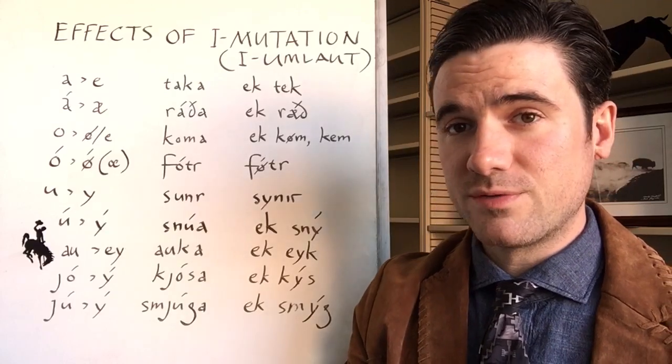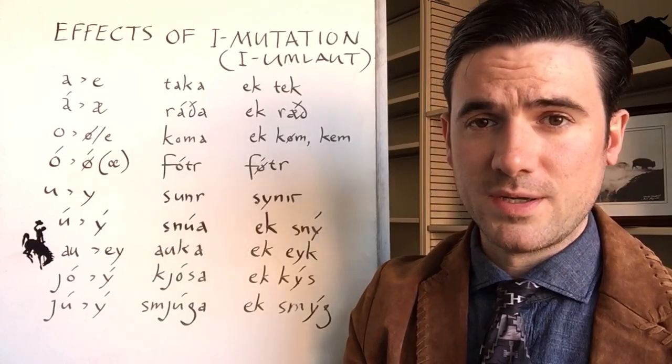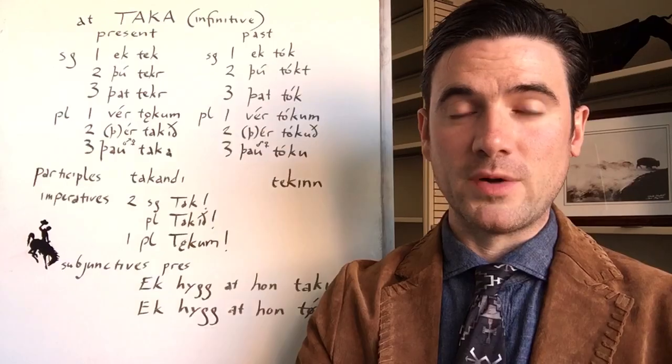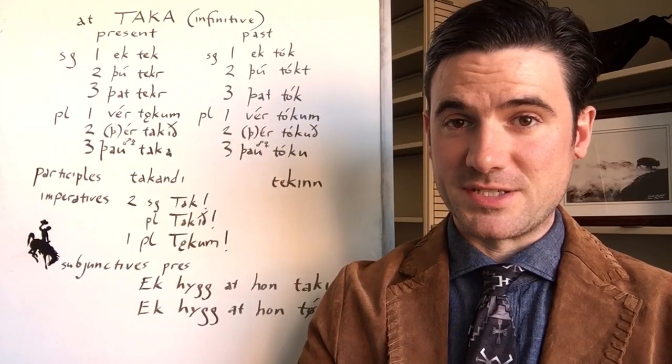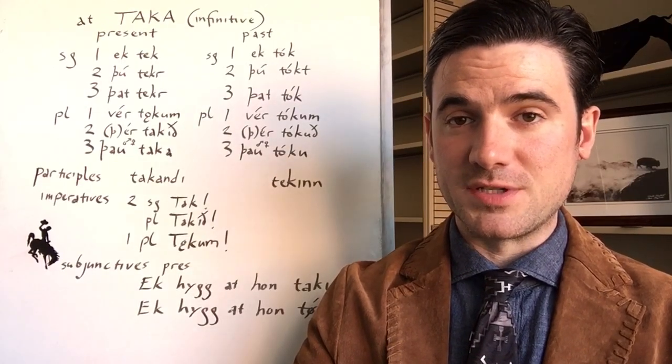Alright, so let's look at some strong verbs that are affected by I-mutation in this way. Alright, so this is a chart looking at taka, to take, like gefa, to give.